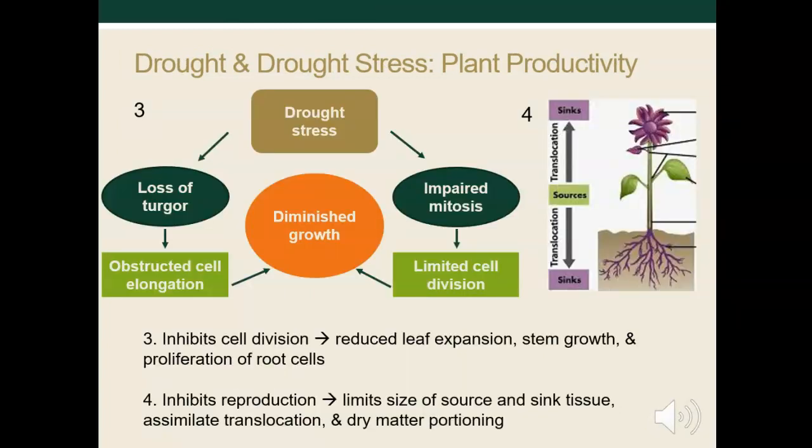The infographic on the slide describes possible mechanisms of growth reduction under drought stress. Under drought stress conditions, cell elongation is inhibited by reduced turgor pressure. Reduced water uptake results in a decrease in tissue water contents, and as a result, turgor is lost.